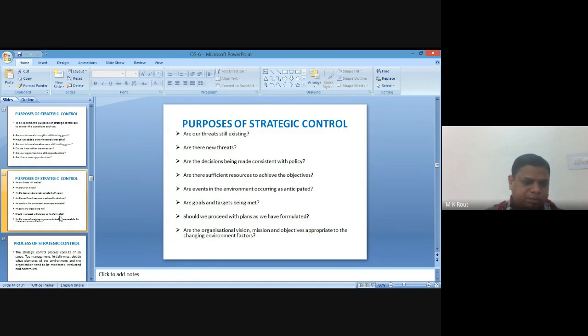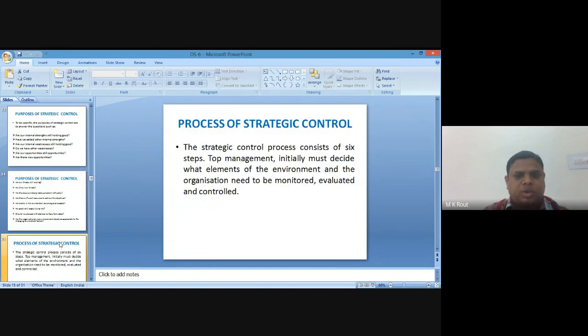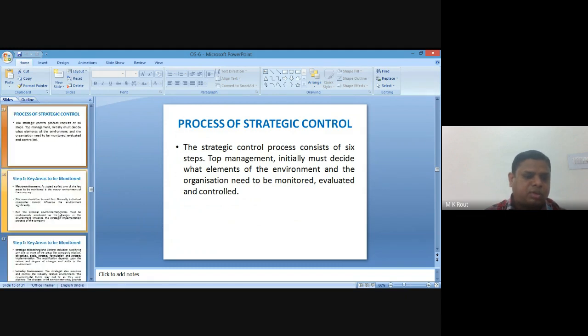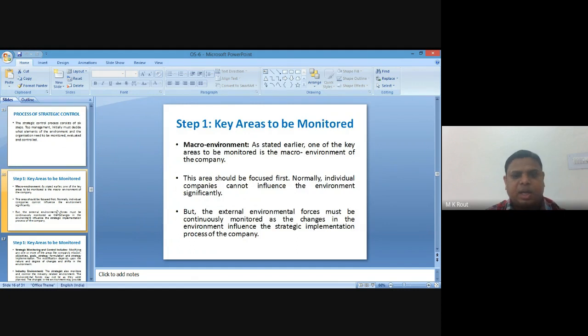Moving to the next part, the next one is process strategy control. The strategy control process consists of 6 steps. Top management must initially decide what elements of the environment and the organization need to be monitored, evaluated and controlled. In process strategy control, the first one is the key area to be monitored. We have discussed this part; I will just read one point.